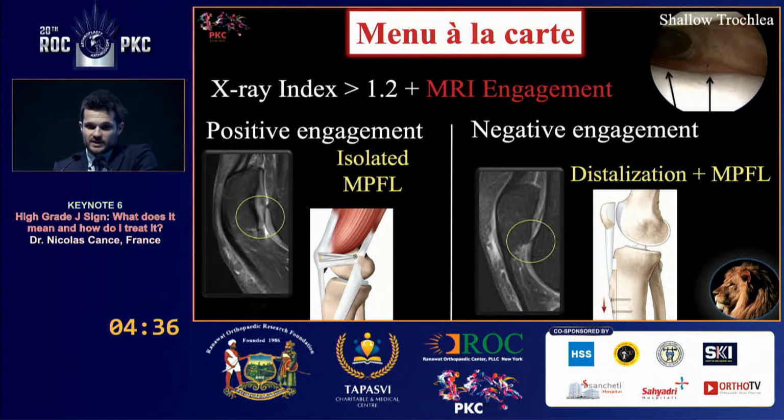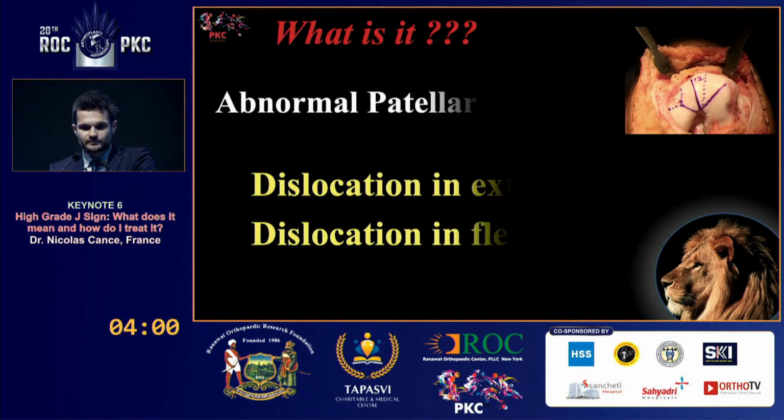And with these risk factors, we are going to use the menu à la carte in order to treat them. So if you get a patella alta with an index of more than 1.2 or a patellar engagement, which can be negative, then you will distalize your tibial tuberosity and proceed with your MPFL plasty exactly as Mark is doing it. But if you get a normal patellar height ratio and a normal patellar engagement, then you can proceed with an isolated MPFL, but it's really rare in case of G sign.